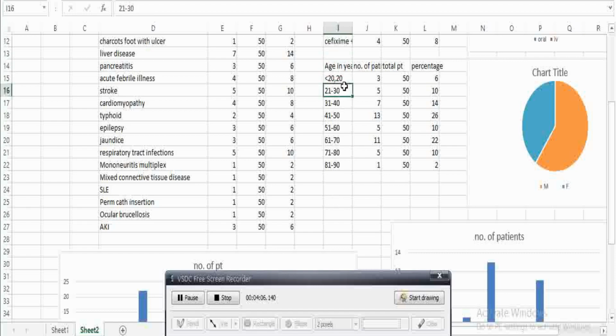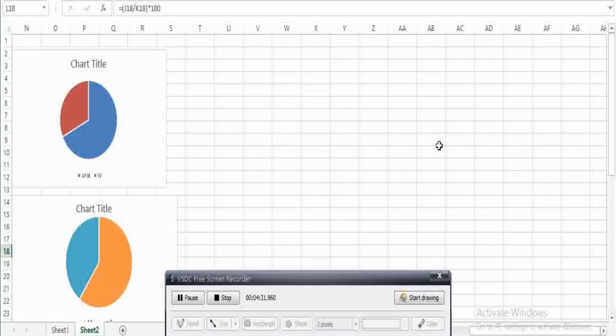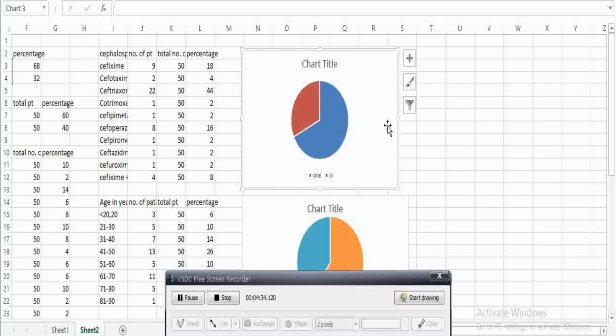So age range, less than 20 to 20 years, there were 3 patients who were prescribed third generation cephalosporin, which totals to 6%. Highest prescription was between 41 to 50 years of age. So 13 patients out of 50 were prescribed cephalosporin in the age group of 41 to 50, which totaled to 26%. Now you write the data like this in a table form, tabular form, and then you create a chart like this, pie chart, okay?